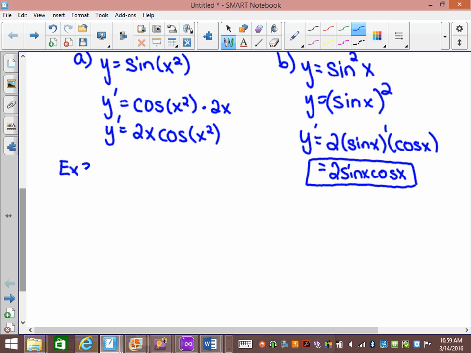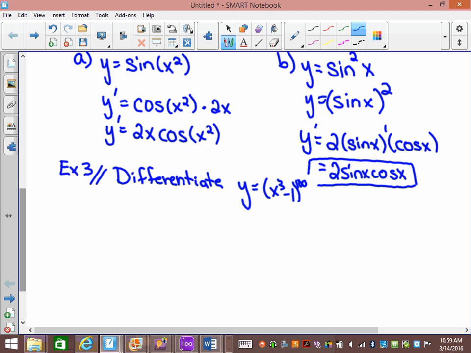Example 3. Differentiate. Differentiate just means find the first derivative. Oh, that's x cubed minus 1 to the 100. So just pretend it's x to the 100. What would you do? Take the 100, drop it in front, rewrite the x to the exponent. What? 99.